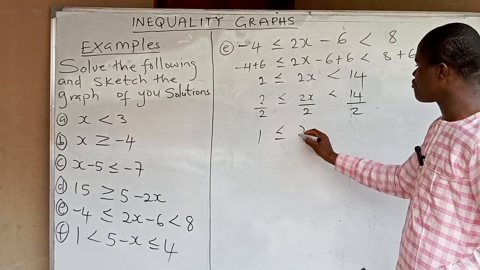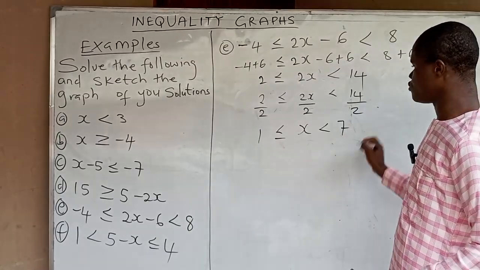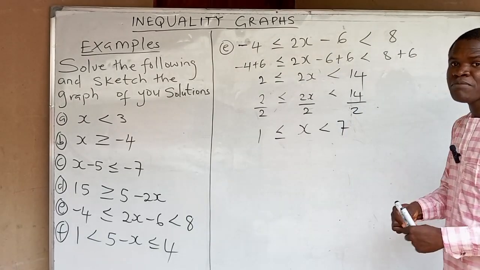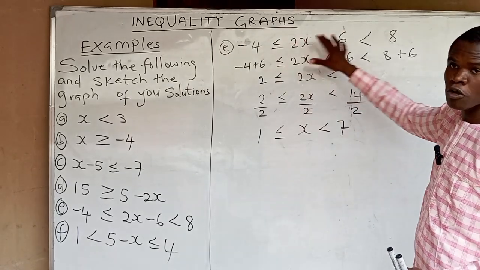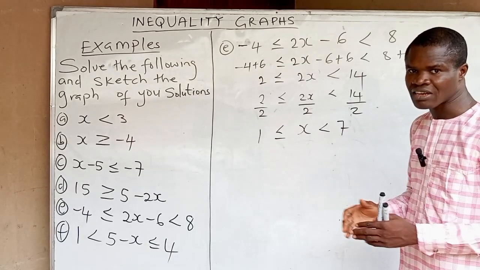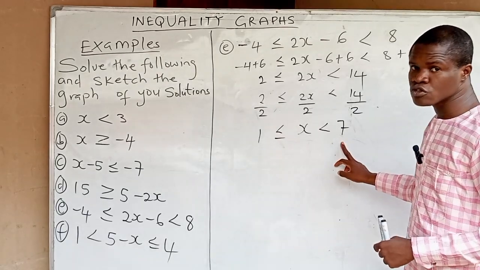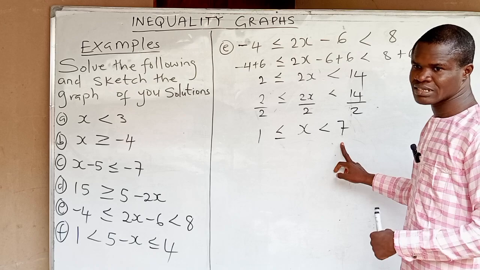cannot cancel 2 and have x. This is less than 14 divided by 2, 7. So it simply means that the solution to this problem is an interval from 1 with 1 inclusive to 7 with 7 excluded.